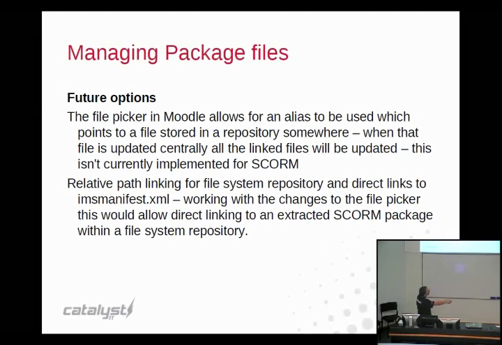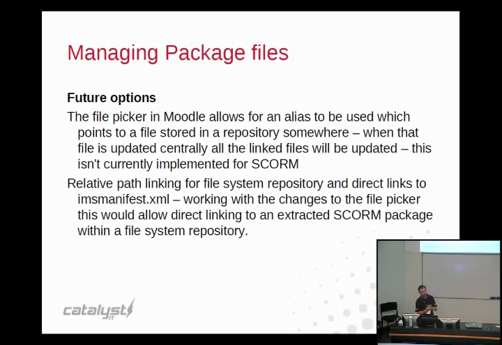So, future options. The new file picker in Moodle 2.3 or 2.4 allows linking of files, but the SCORM module doesn't allow that yet. So that means that when you're using the file picker to select a file, there's an extra option there to choose an alias or a link. And if you click on that, when you update that file in the external space or the repository, Moodle will automatically find that file and use it.